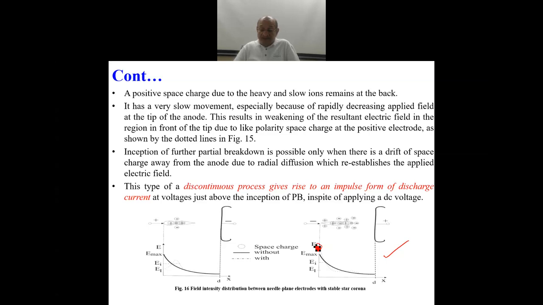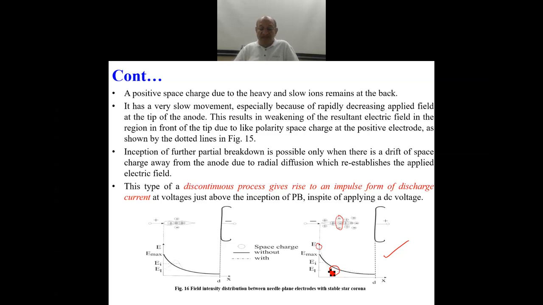And then further the field intensity goes down because of the negative space charge being formed here, as you see at the head of the avalanche. Negative electrons are there. The negative space charge may not be very highly concentrated because the electrons are very fast, but it will be there and remain for some time, and then it also diffuses. Now, negative polarity results in weakening of the electric field, as you can see here, the resultant electric field in this case.